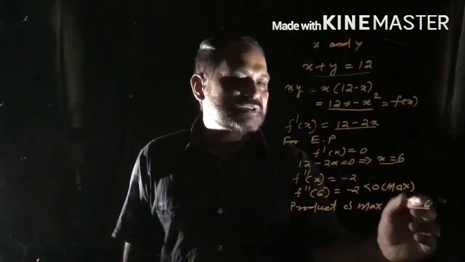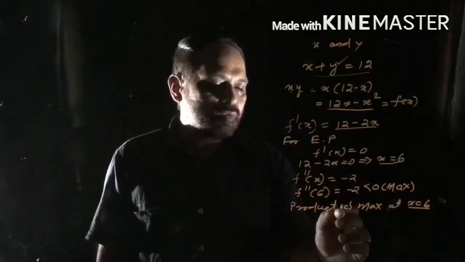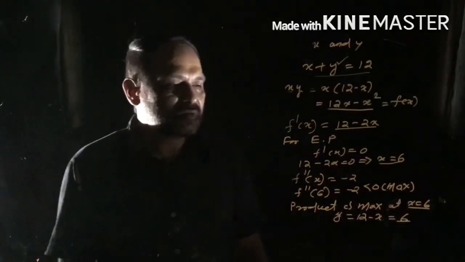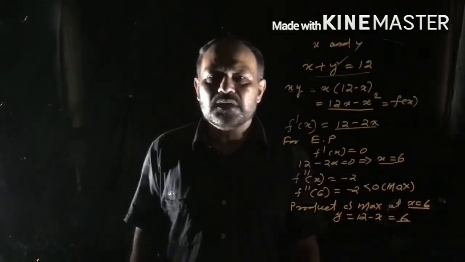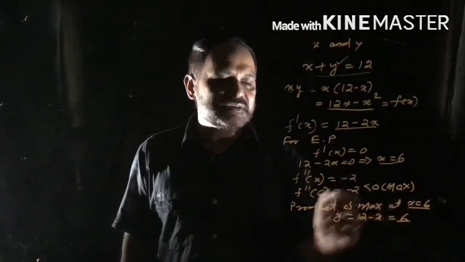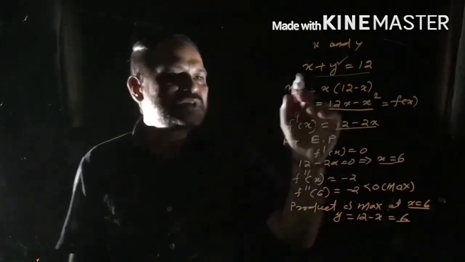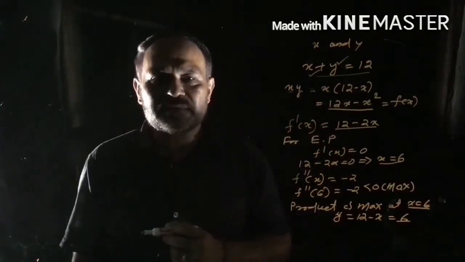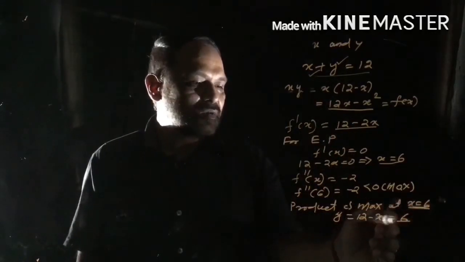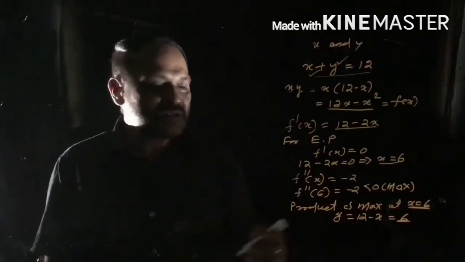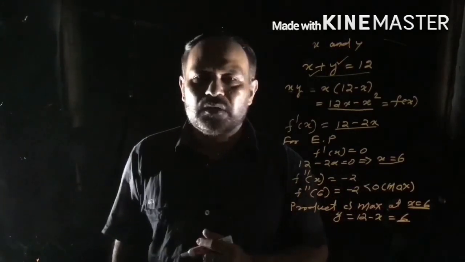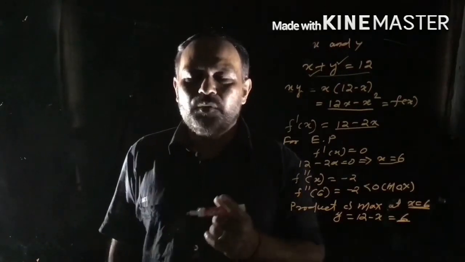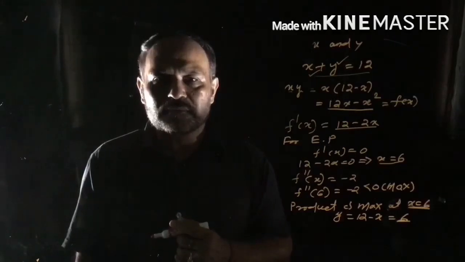If x = 6, then what is the value of y? y = 12 - x, which is equal to 6. So, what are the numbers? The numbers are 6 and 6. See here, the sum is given. The question is when its product is maximum. This is the answer: when both are equal, that is x = 6, y = 6. If the sum is given, then the product is maximum if both the numbers are equal.